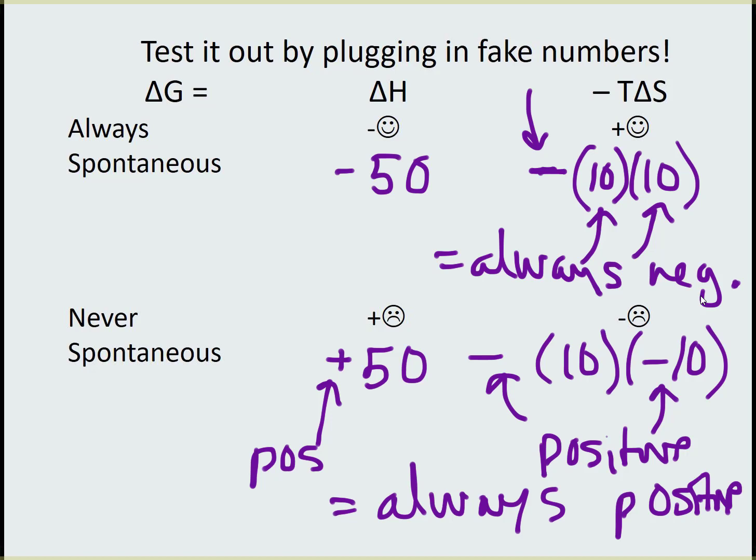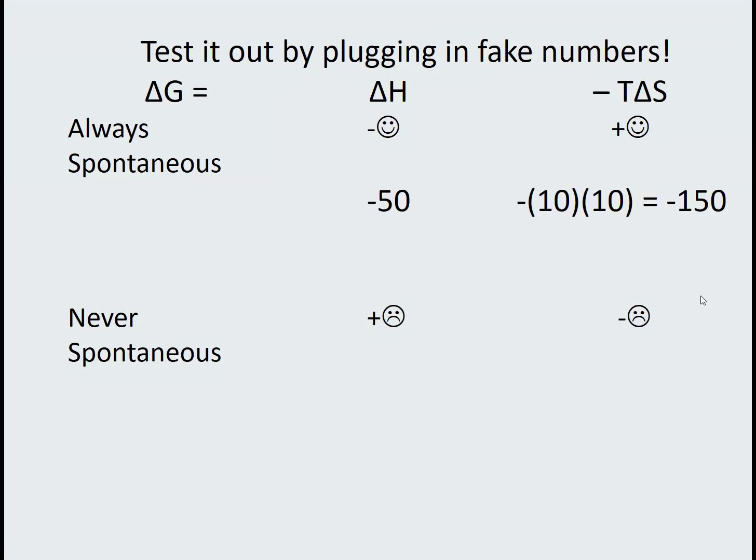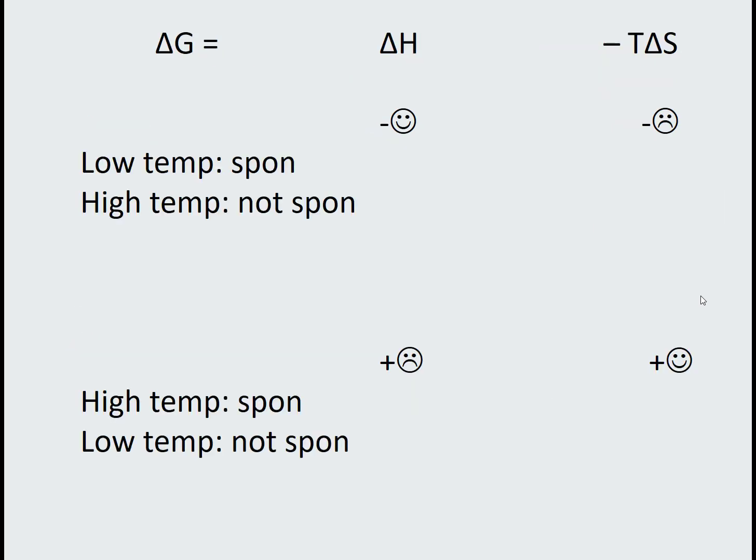So that is why if you have an exothermic reaction and your delta S is positive, it's always going to be a negative number when you use that Gibbs free energy equation. And down here at the bottom, if you have an endothermic reaction and a decrease in disorder, then you're always going to get a positive number, so it will be non-spontaneous. Whether it's a low temperature or a high temperature just depends on the problem, but the temperature will determine if it is spontaneous or not.